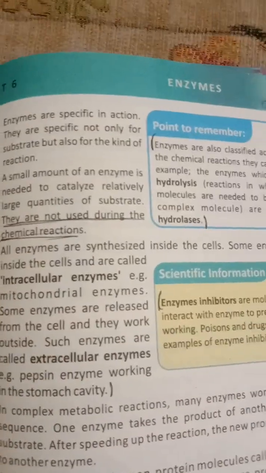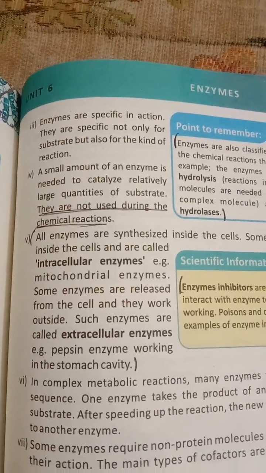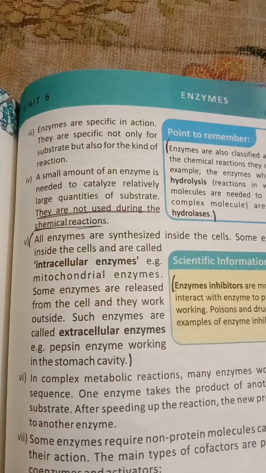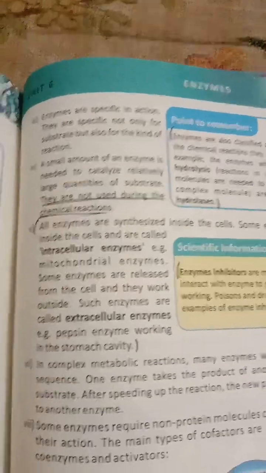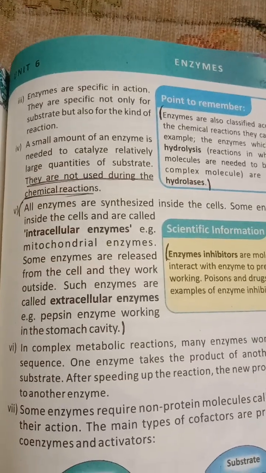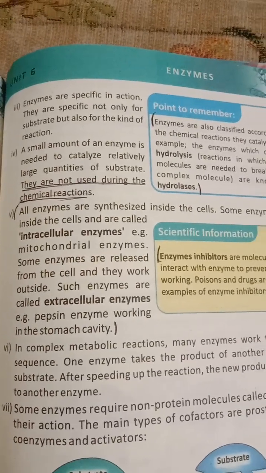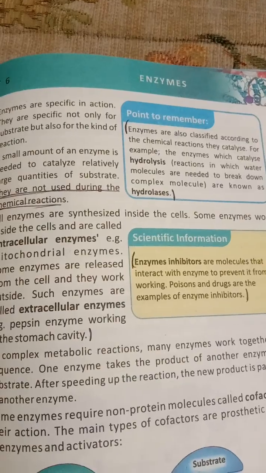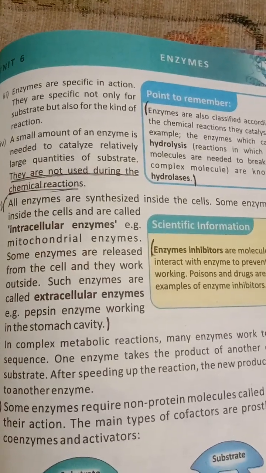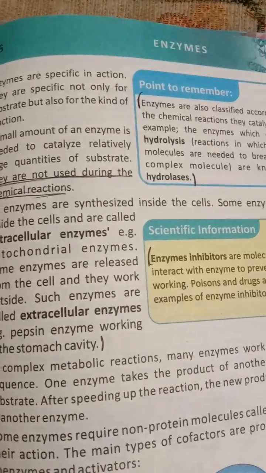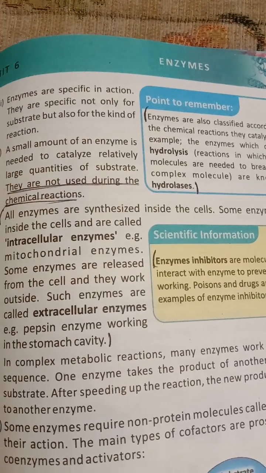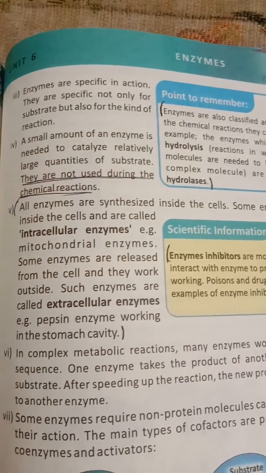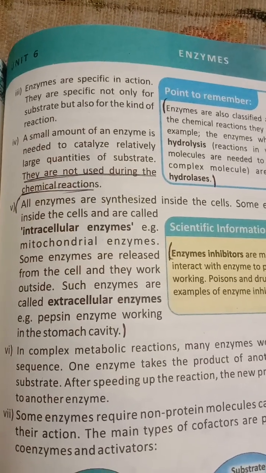Now, enzymes are specific in action. They are specific not only for substrate but also for the kind of reaction. What does this mean? Enzymes do a specific action, and they are not only specific for substrate. An enzyme converts only one kind of substrate into product because it has a proper shape.